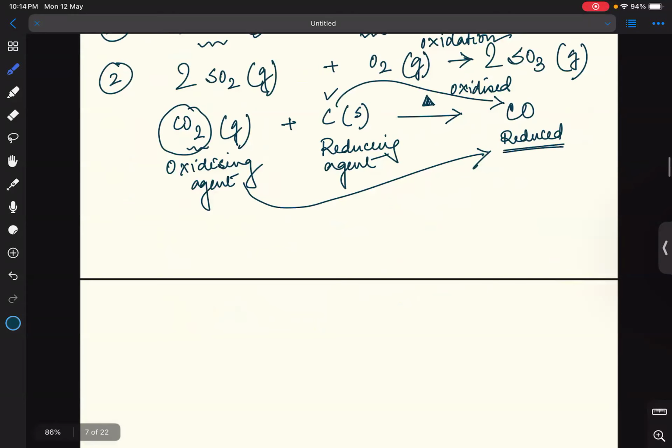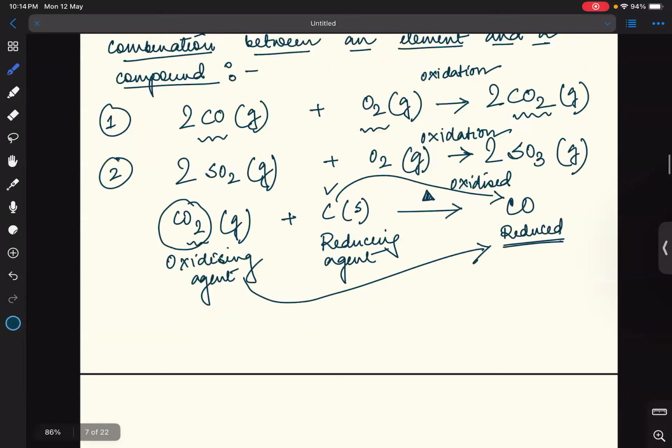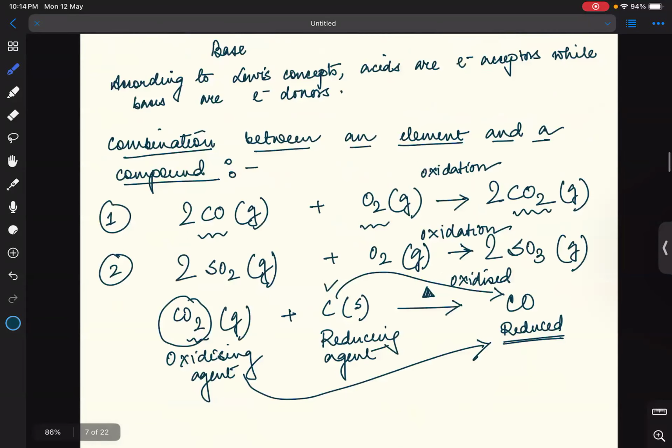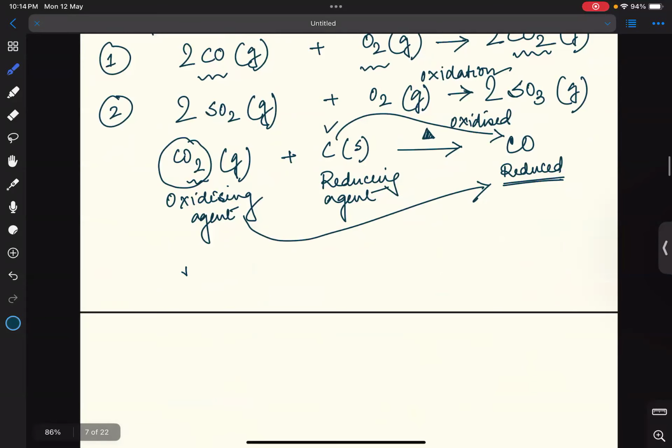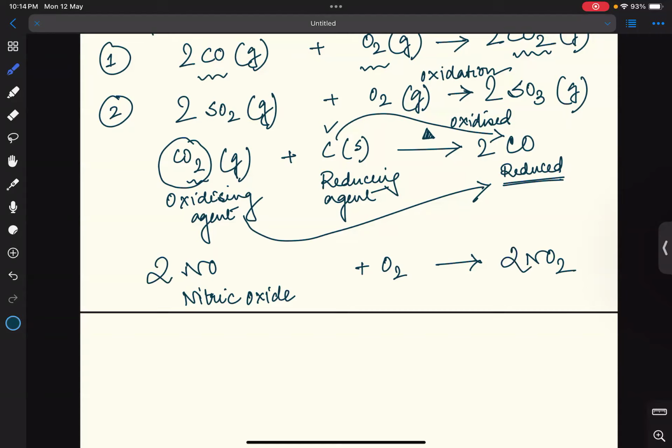Now, students, the next example of this will be nitric oxide. NO, nitric oxide, plus oxygen. Now, this will give you nitrogen dioxide. Just let me balance it a little bit. This will be balanced as 2NO plus O2 giving 2NO2.